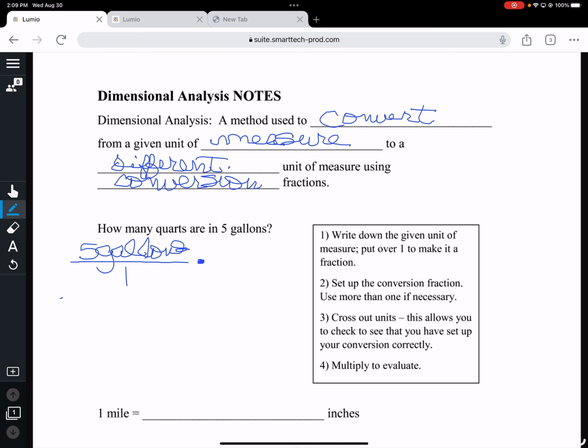Do we know how many quarts are in 1 gallon? 4. There are 4. Now, I gave you a sheet that has conversions on it. You should have this as well. It tells you on there, it's the third one down, 1 gallon equals 4 quarts. So we're going to put 1 gallon on the bottom, and we're going to put 4 quarts on the top.